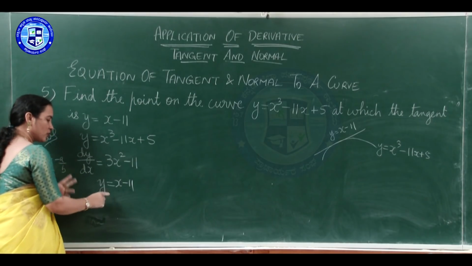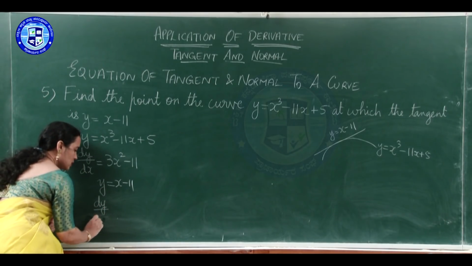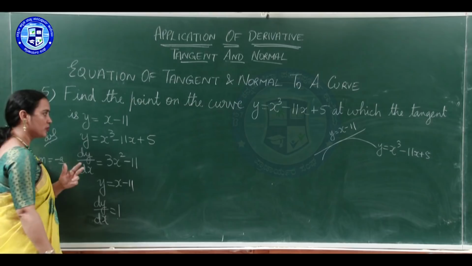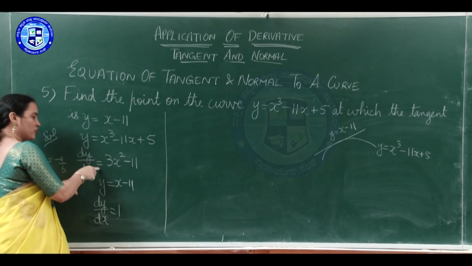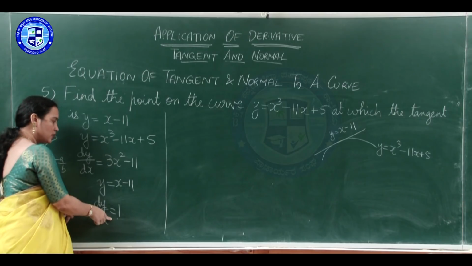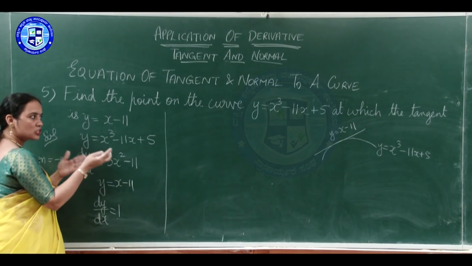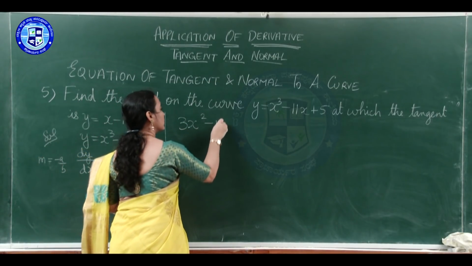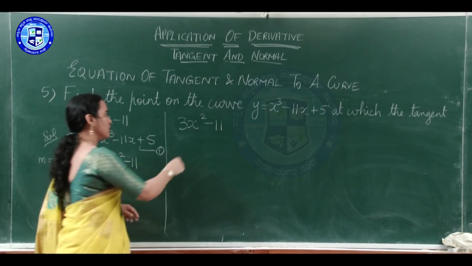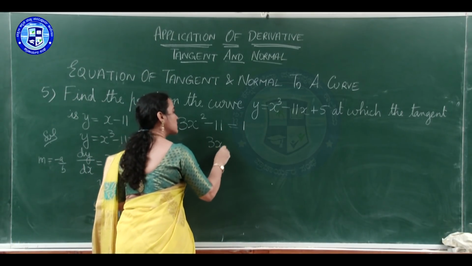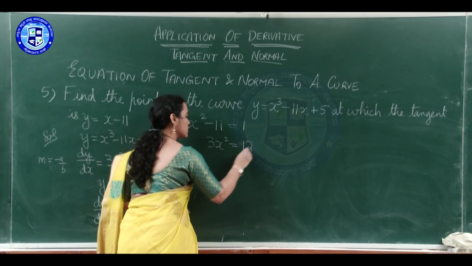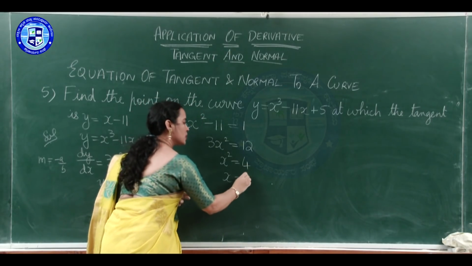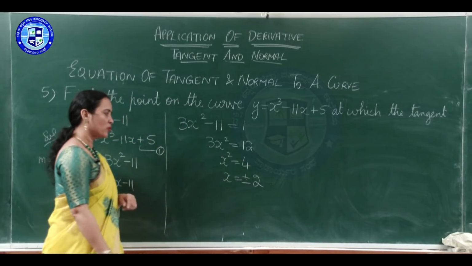Now, this is the tangent equation. So, differentiate y with respect to x. X when you differentiate you will get 1, minus 11 when you differentiate 0. So, you have differentiated the curve equation, you have differentiated the tangent equation, both are nothing but the slope. So, equate 3x square minus 11 with 1. So, 3x square will be equal to 1 plus 11, which is 12. So, x square will be equal to 4. So, x will be plus or minus root 4, which is 2.